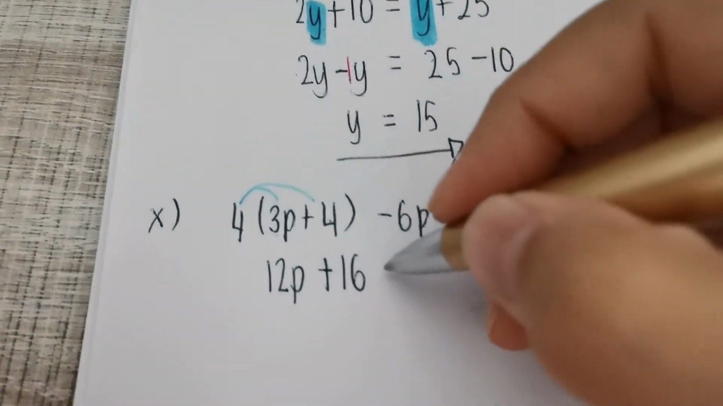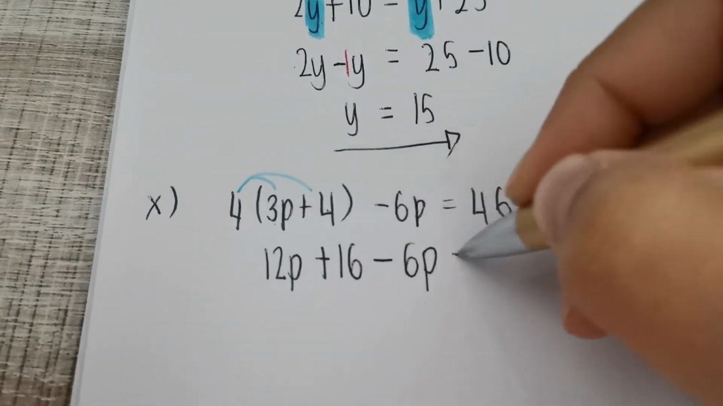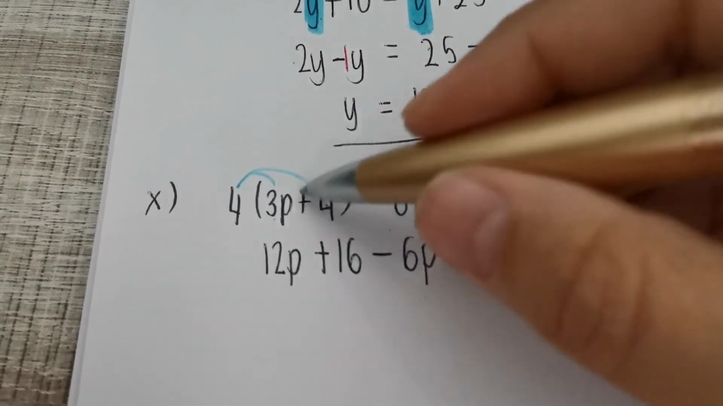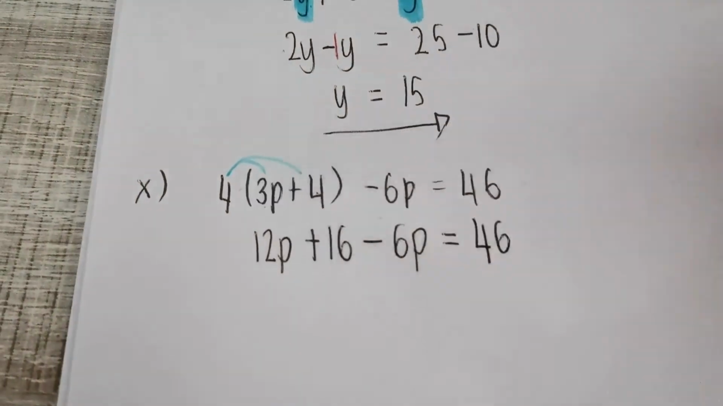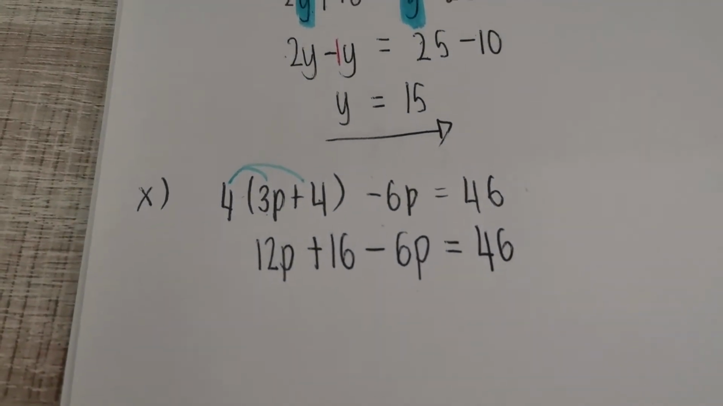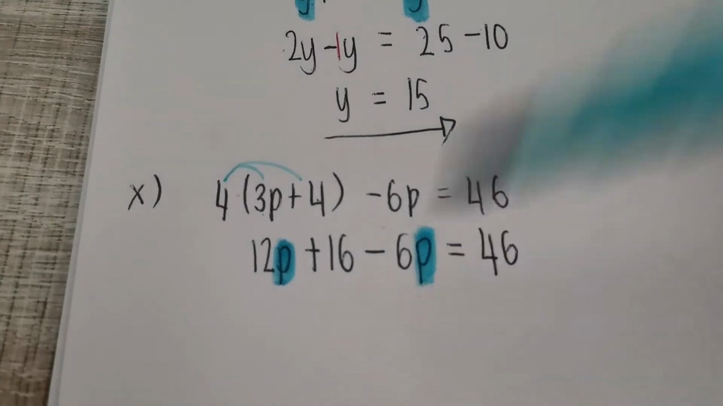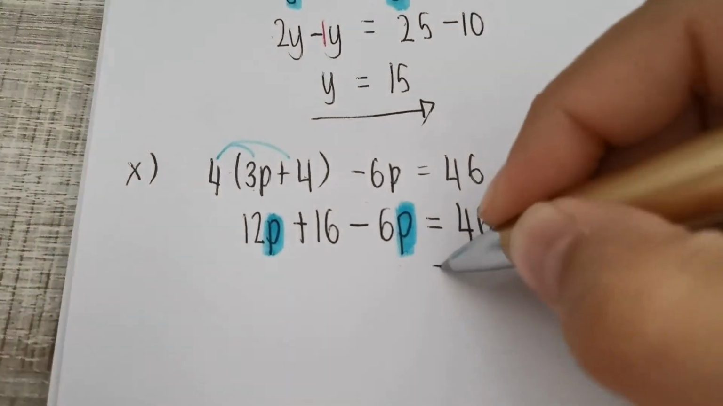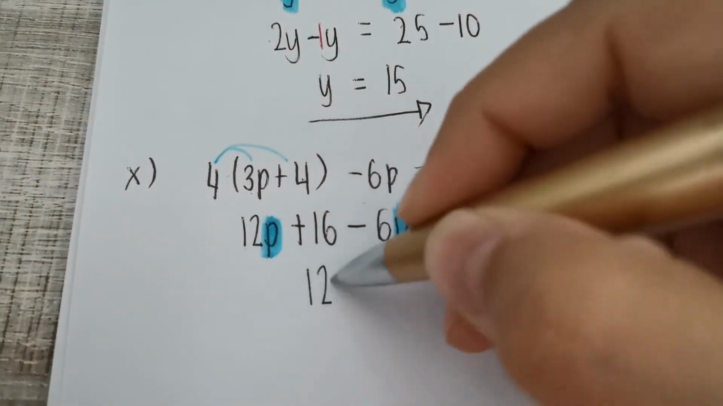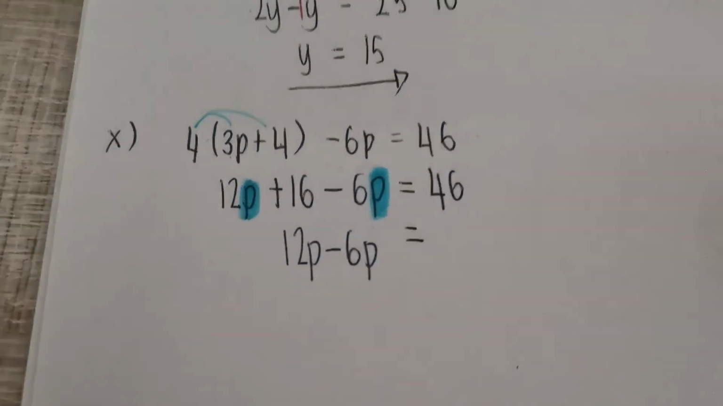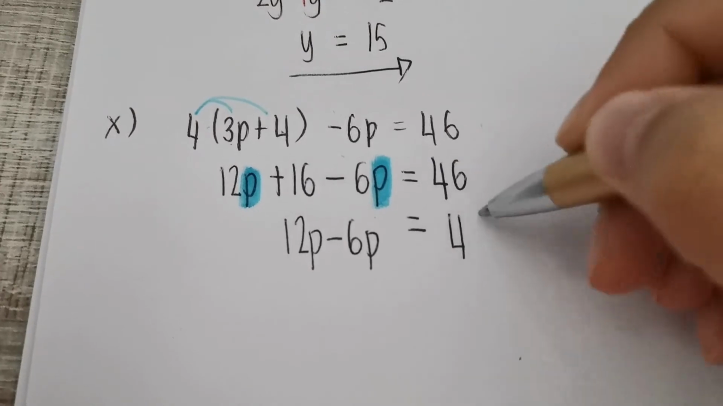Okay, let's multiply into the bracket. 4 times 3, 12b. 4 times positive 4, 16 minus 6b. Did you notice that I did not multiply this negative 6b into the bracket? Only the 4 because it's touching the bracket like that, okay? Please be very careful with those kind of things.